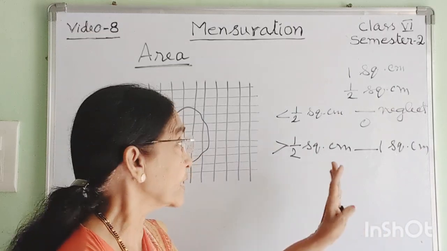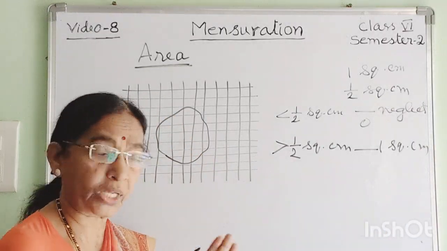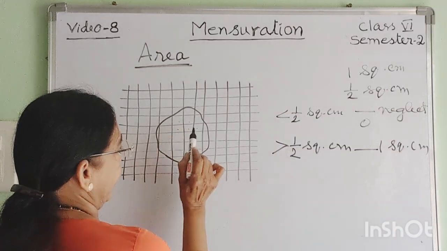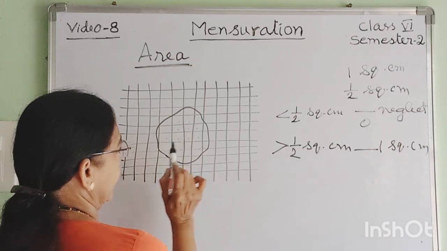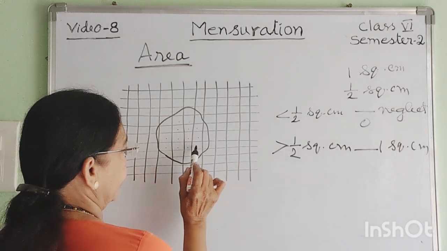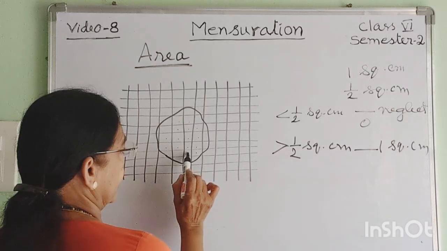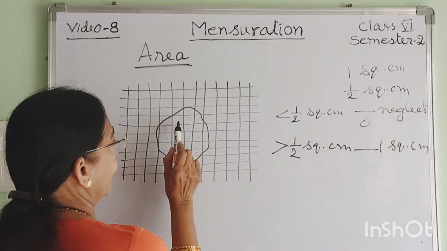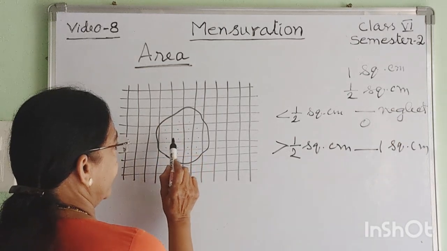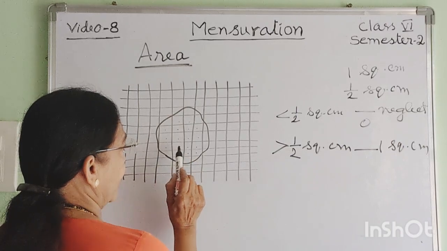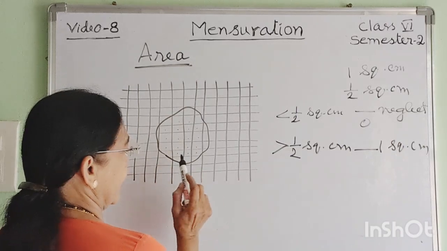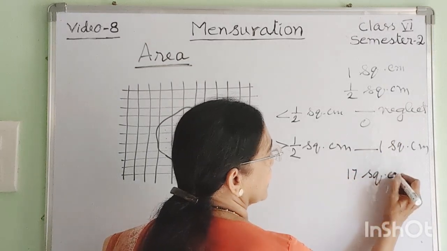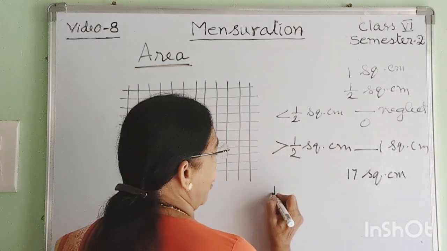Thus, by counting first the full squares: 1, 2, 3, 4, 5, 6, 7, 8, 9, 10, 11, 12, 13, 14, 15, 16, 17. I will count again to check: 1, 2, 3, up to 17. So full squares are 17. Therefore, 17 square centimeters plus the half squares.